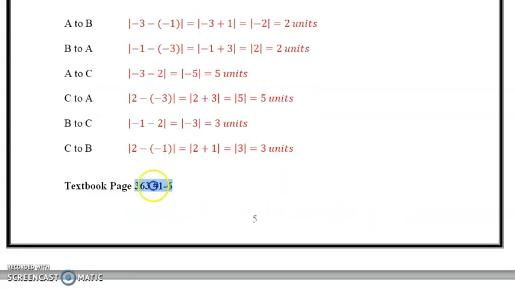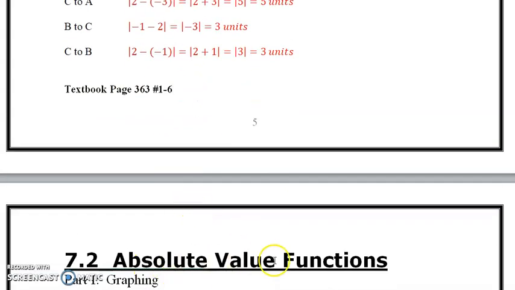Okay? So there's just 6 questions you can work on there, just to make sure we get an understanding of what absolute value is. So that's it for 7.1. In the next video, we'll look at absolute value functions. We'll do some graphing with the functions as well.